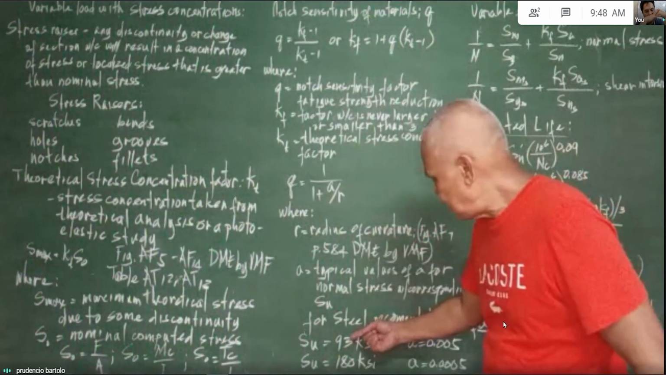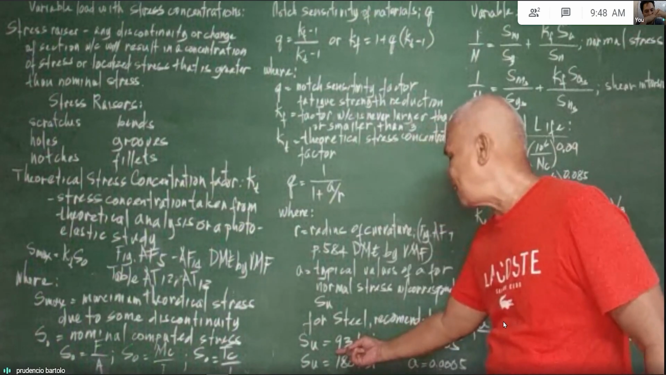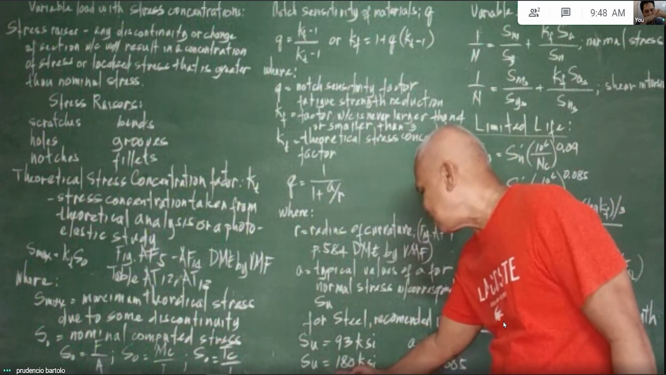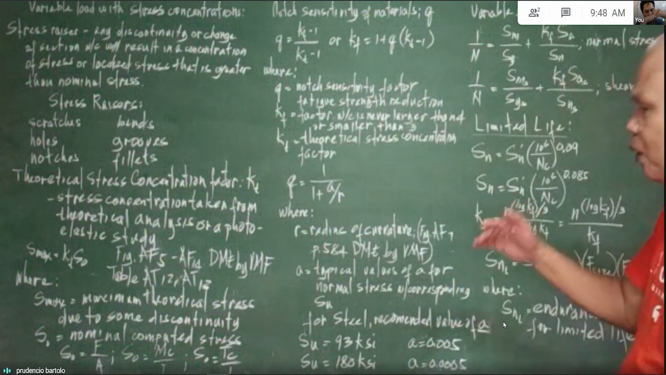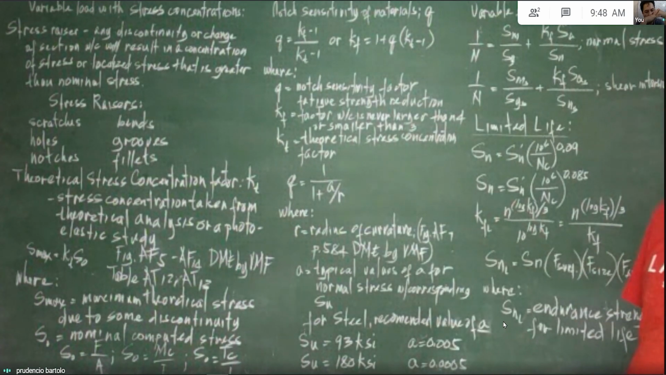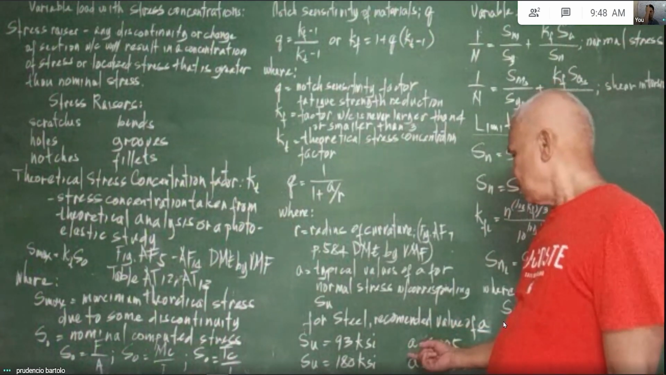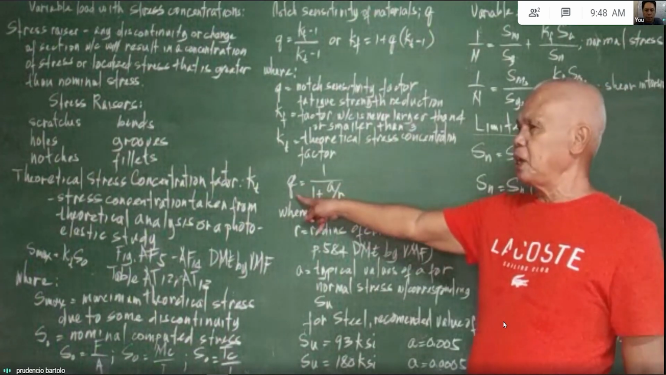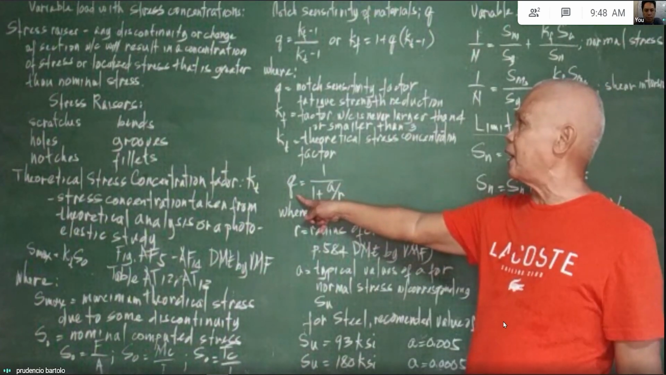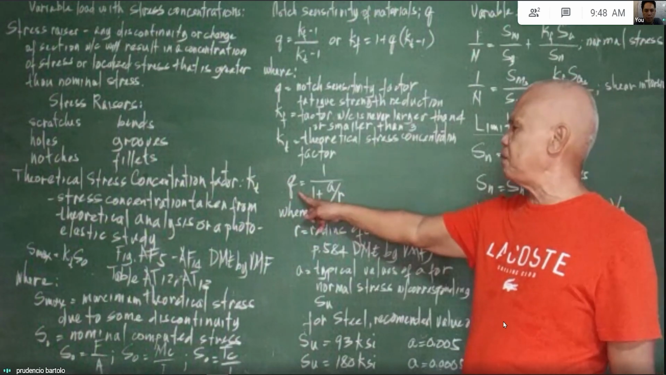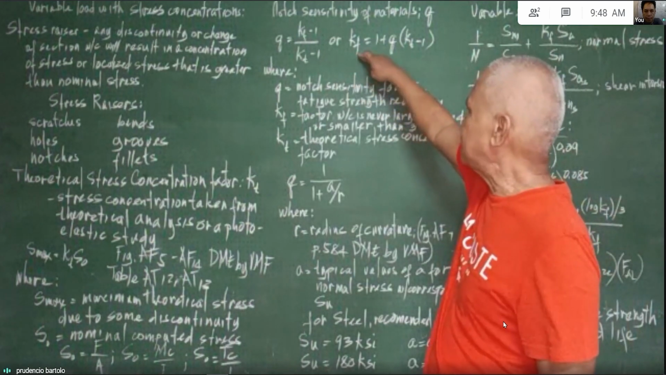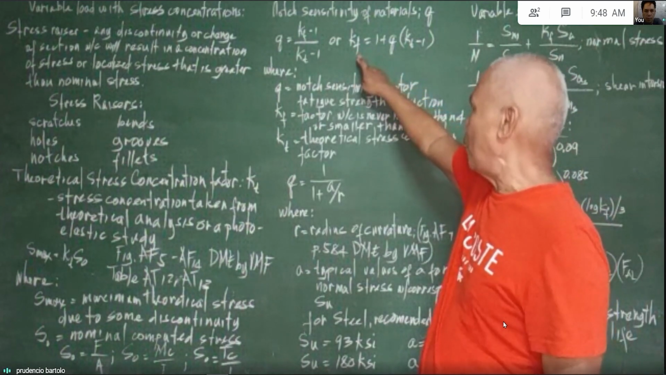If it is less than 93 KSI or more than 180 KSI, what you are going to do, of course, is to extrapolate for the value of a, which will be the one used for considering the notch sensitivity factor here. Because the notch sensitivity factor will be used for considering the fatigue strength reduction factor.